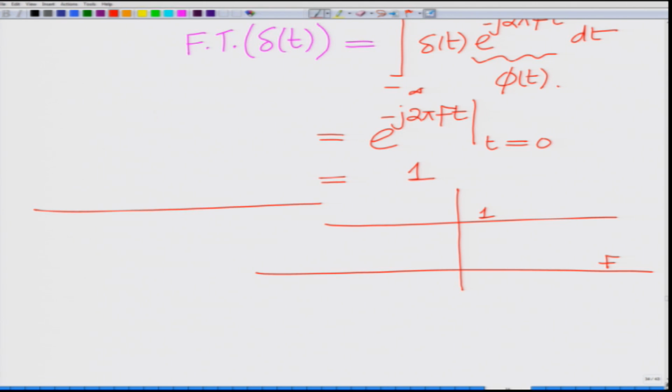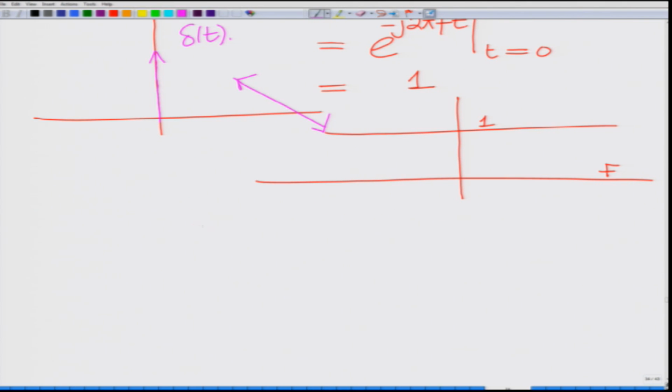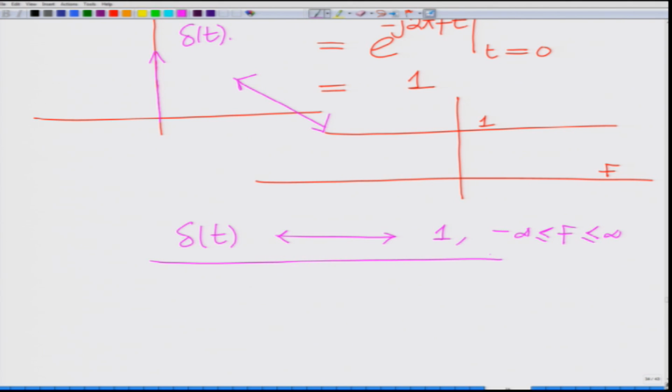And this is the Fourier transform of this function, which is the impulse. So these two form a Fourier transform pair: delta t, and its Fourier transform, which is simply unity for all frequencies, minus infinity less than or equal to f less than or equal to infinity. These form a Fourier transform pair.